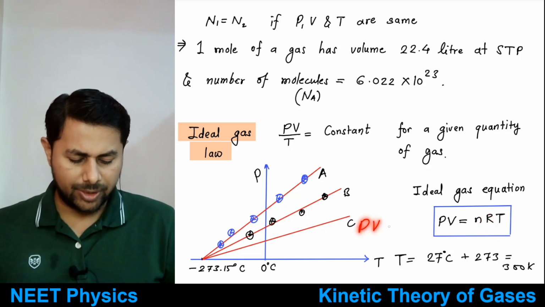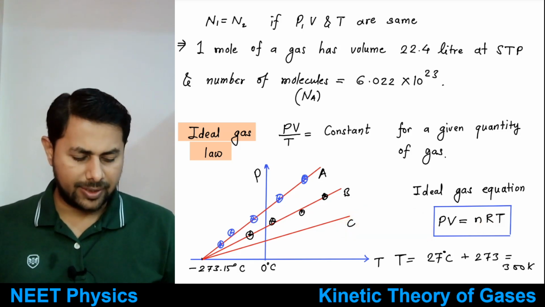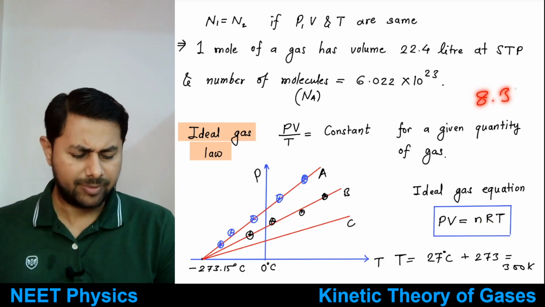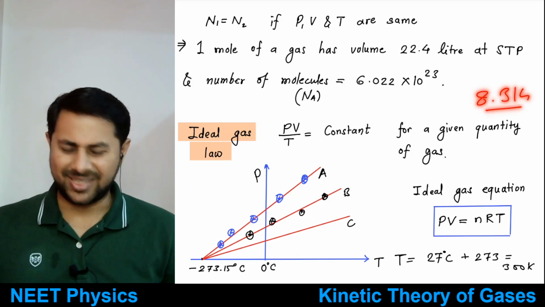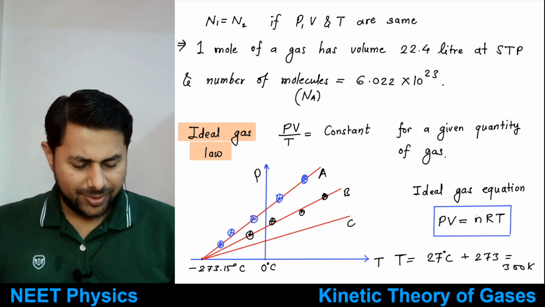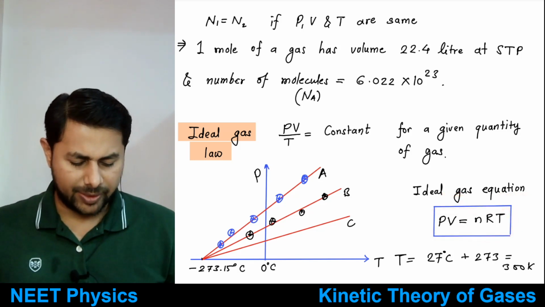So PV is proportional to NT, and the proportionality constant between them is R. R is the universal gas constant. Its value is 8.314 something like that. All right. So this is the ideal gas equation, which we all know, and we need to remember it.